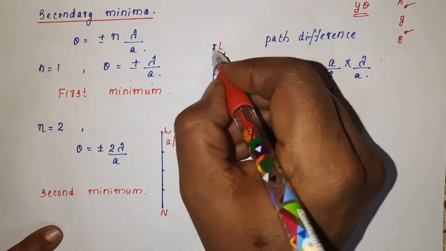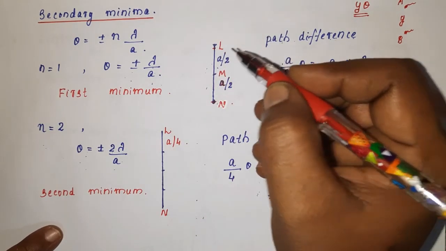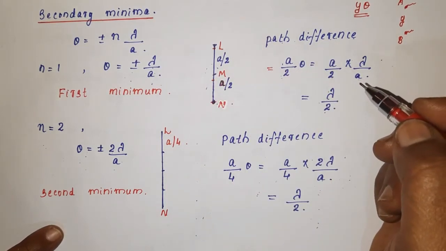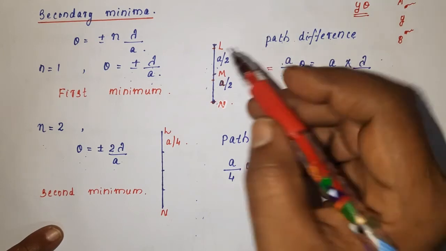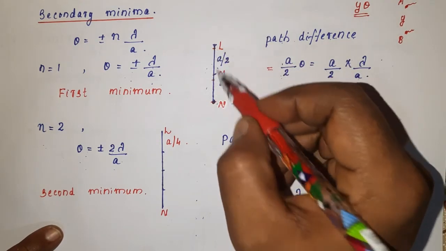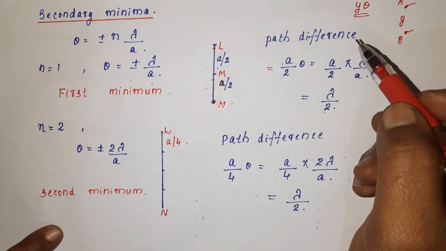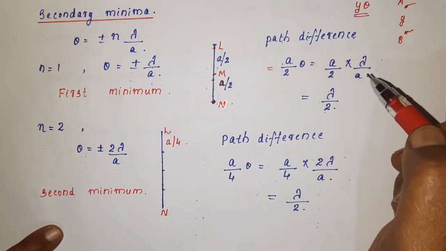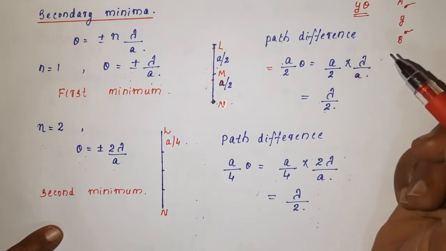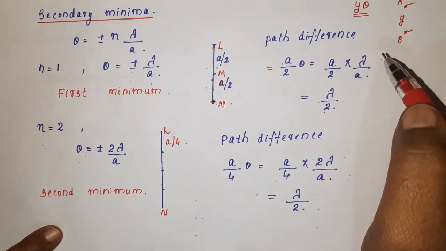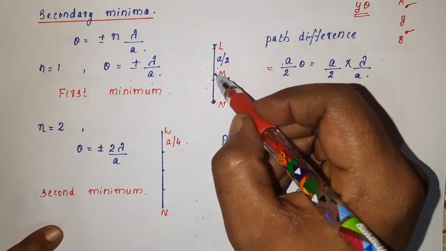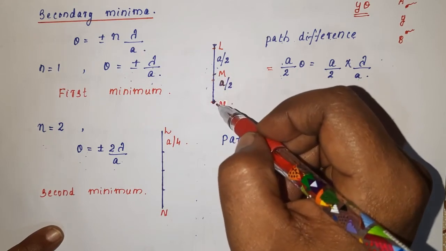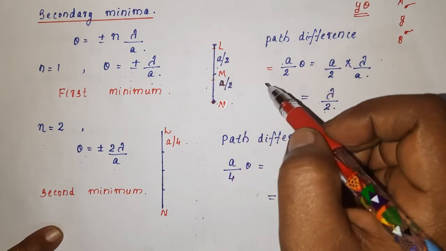Now you can assume another point just below L and just below M, so that their separation is a by 2. If we assume the two waves to be starting from these two points and reaching the point P, between those two waves also the path length difference will be lambda by 2. Those waves also will get destructively interfered. That means for all the points in the upper half LM, there will be a corresponding point in the lower half MN such that the separation is a by 2.